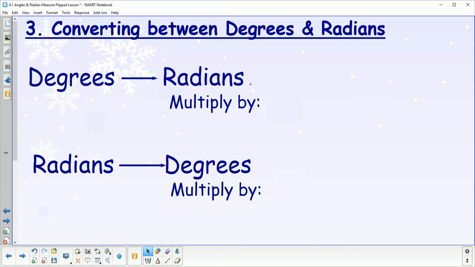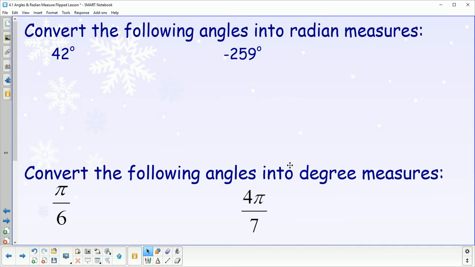And now when we convert between degrees and radians, to go from degrees to radians, we multiply by pi over 180, and then we do the reciprocal when we're doing radians to degrees, multiply by 180 over pi. And so those are two pieces that you're going to need to remember. Remember, when you're going to radians, pi should be on top. When you're going to degrees, 180 should be on top, or the degrees. So a couple examples here.